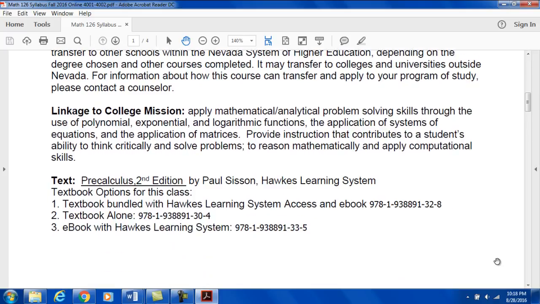Okay, the text is Pre-Calculus 2nd edition by Paul Sison of the Hawks Learning System. So you have 3 options. Your first option is the textbook bundled with the Hawks software. No longer is there a CD, it's a web-based platform. So you go online and you can do the work there. You can get the textbook by itself, and that would be for paperwork. So the first option is if you want to do online work, the second option is for just paperwork, and the third option is an ebook. So you can do the ebook, and then you could do either the online or paper version. That's going to be the cheapest.